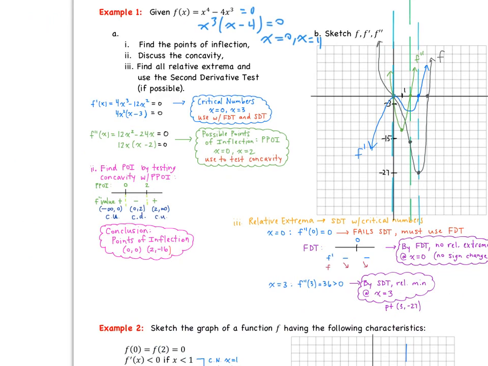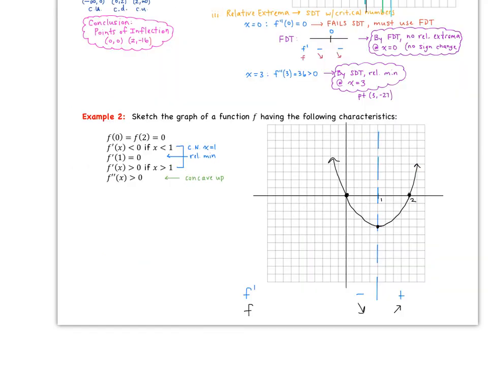This last example, I want you to look at it. I want you to sketch the graph of the function having the following characteristics. So I want you to take a look at those characteristics. I want you to determine if you can identify any critical numbers. I want you to determine if you can identify the concavity and give the graph a shot. So pause the video, try it, and then check back.